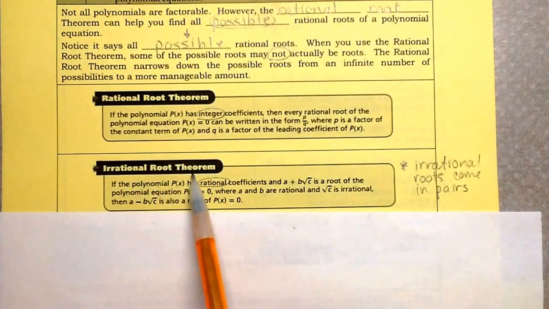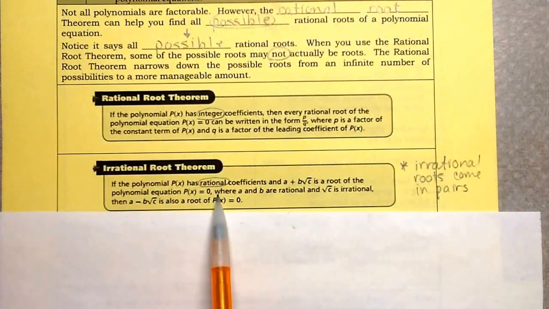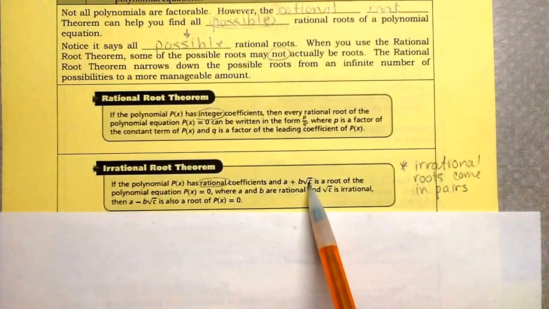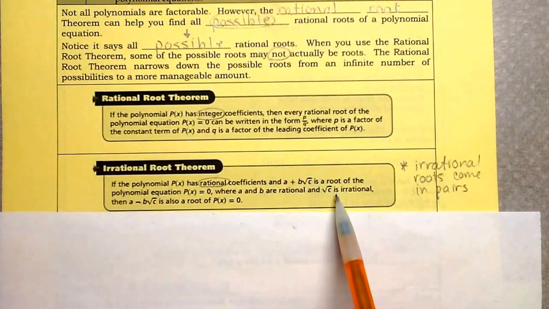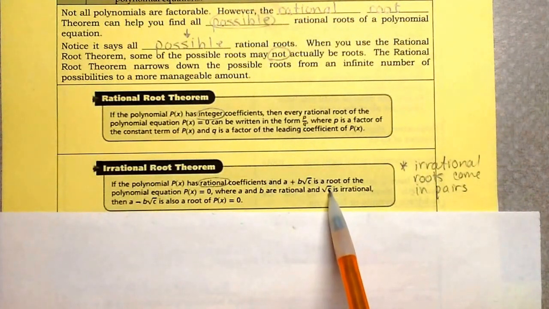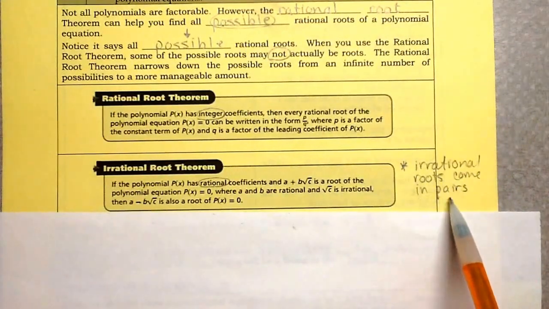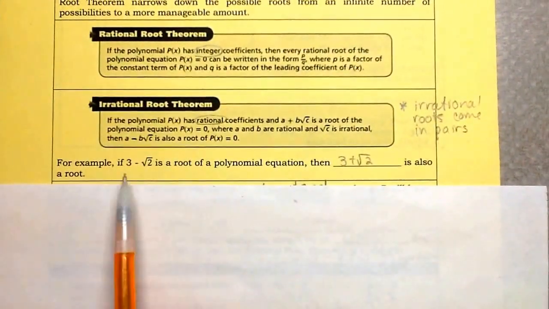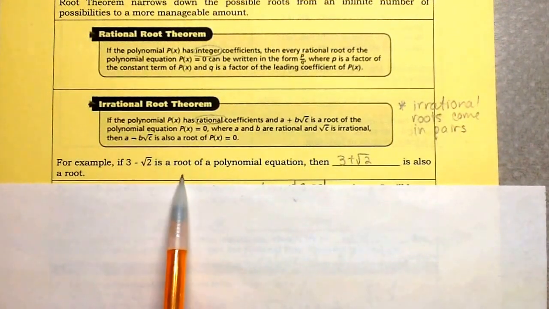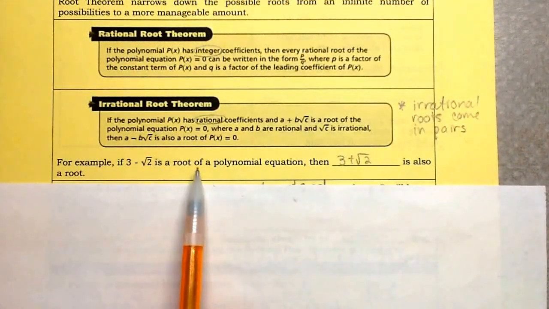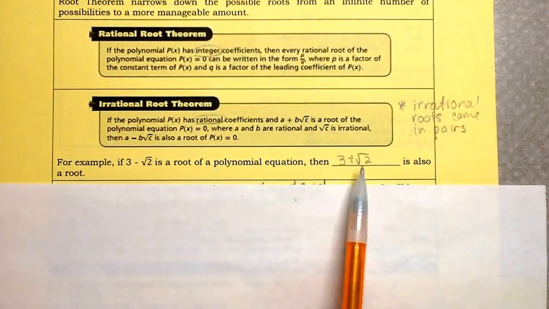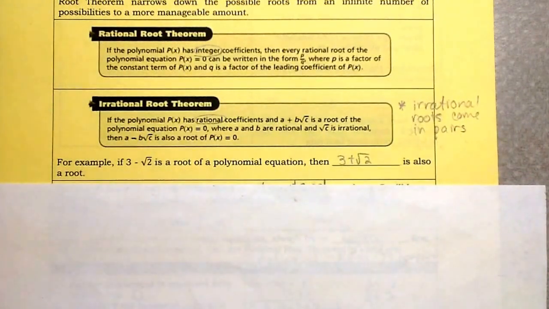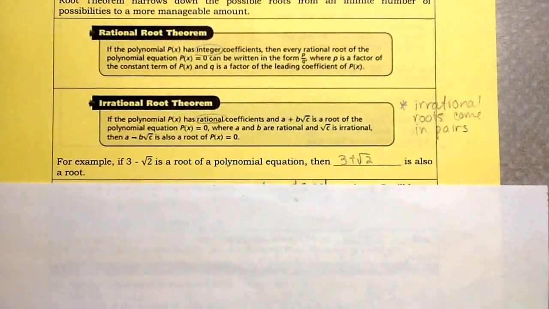The same is true with the irrational root theorem, but with it you're going to have square roots that are not going to go away, and irrational roots are going to come in pairs. For example, if 3 minus the square root of 2 is a root of a polynomial equation, then 3 plus the square root of 2 is also a root. So when I say they come in pairs, I'm talking about its conjugate.